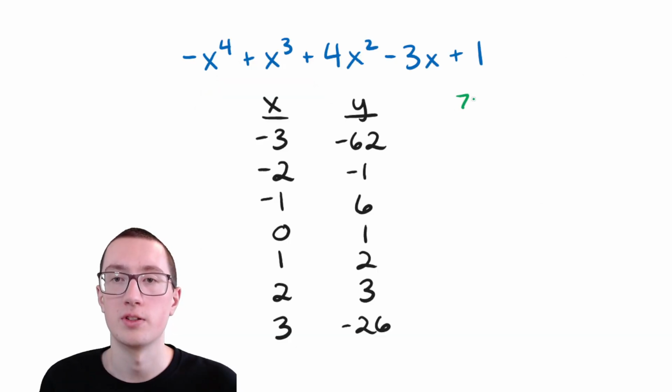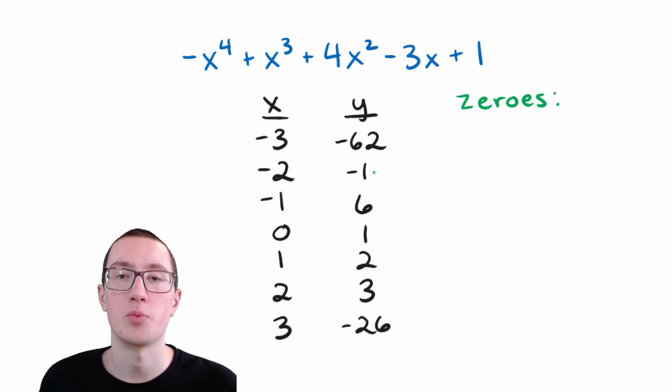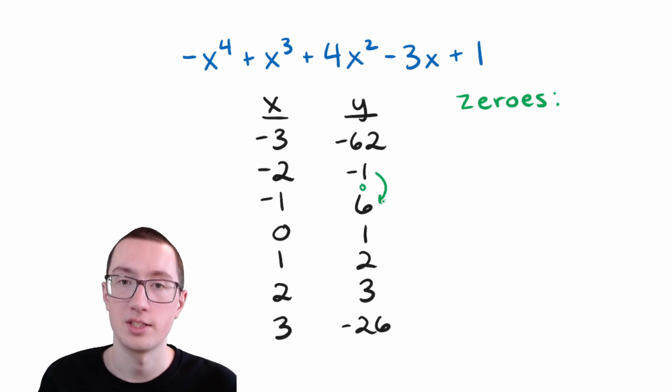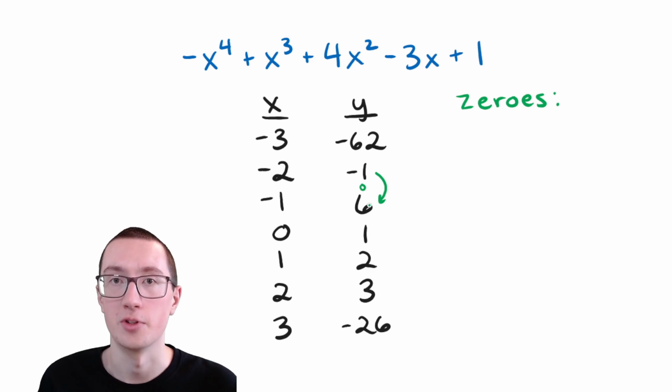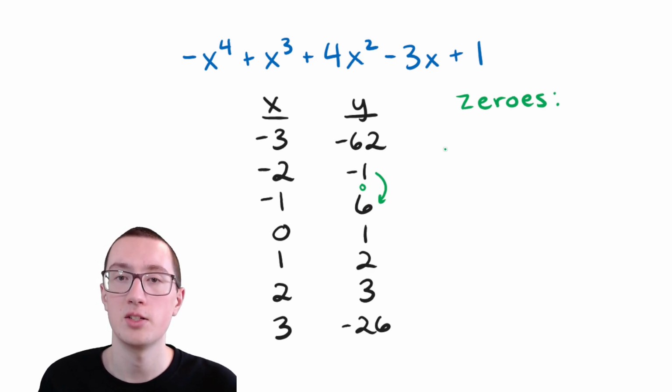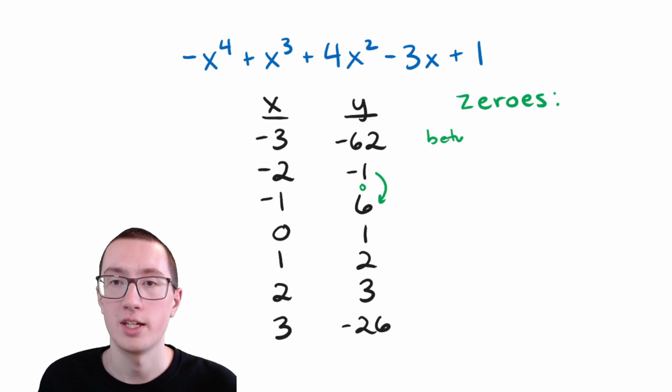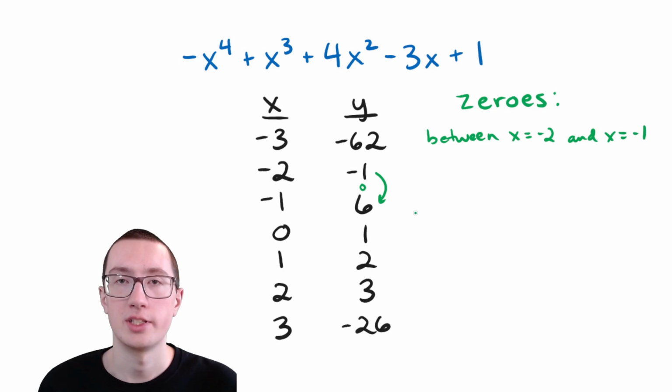So first, let's look for zeros. The only problem is zeros are where y is 0, but y is not 0 in any of these, right? Well, we can actually figure out where y is going to be 0. Like, for example, here. Here we went from negative 1 to 6, and 0 is in between here. So this means that if we were to graph this, between negative 2 and negative 1, we crossed 0. We went from the negative numbers to the positive numbers. So in this case, we know that one of the zeros has to be between x equals negative 2 and x equals negative 1.